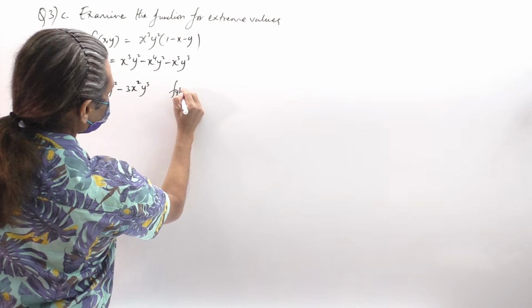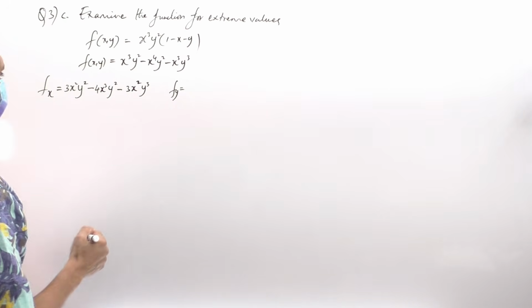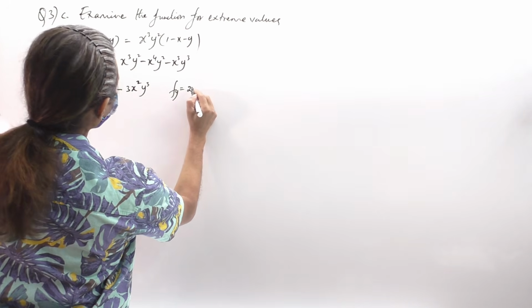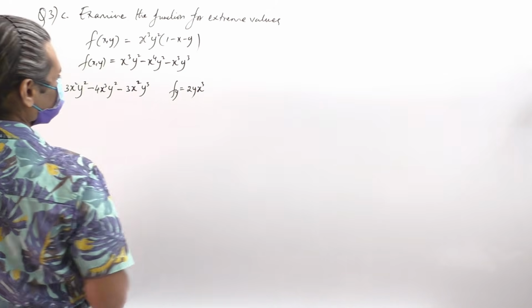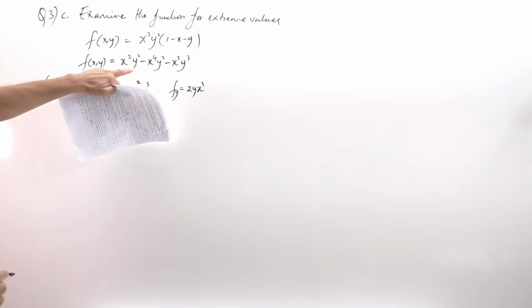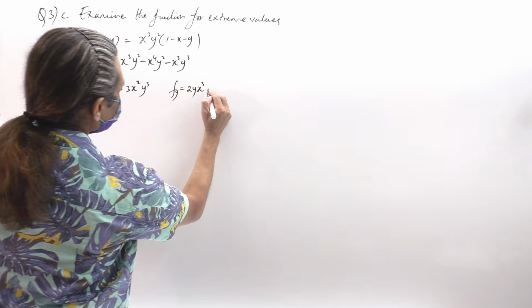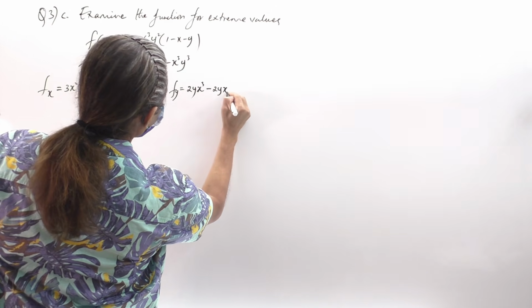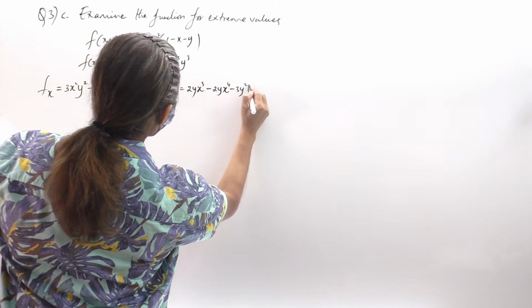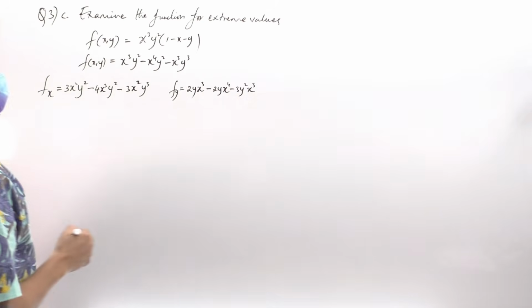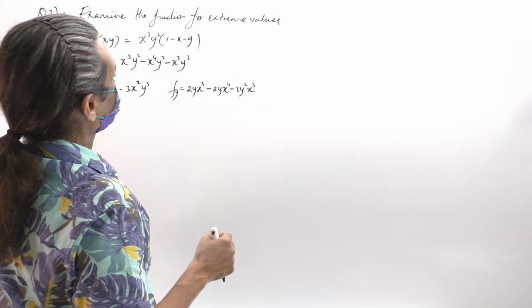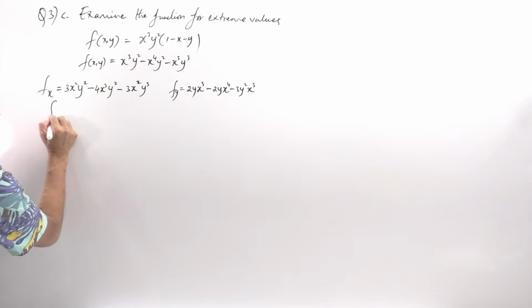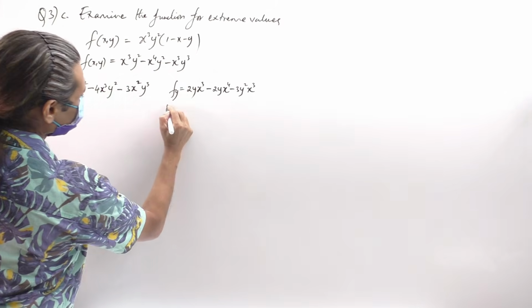Next we have fy. So fy will be equal to, similarly, partial differentiation with respect to y. So x³ will be as it is. Differentiation of y² is 2y. Then here also minus 2y x⁴ minus 3y² x³. So fy will be 2y x³ − 2y x⁴ − 3y² x³. Okay, perfect. Now we assign fx = 0 and fy = 0.